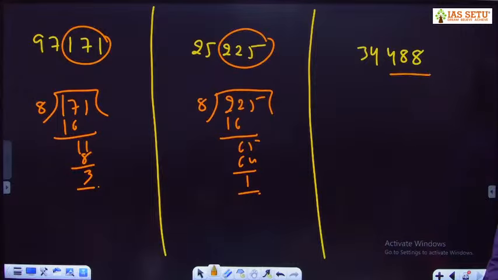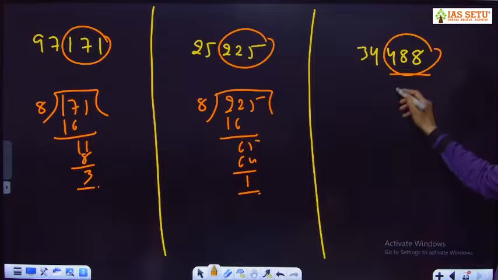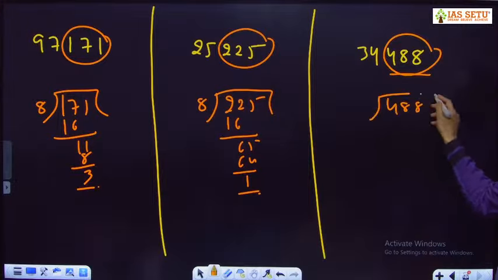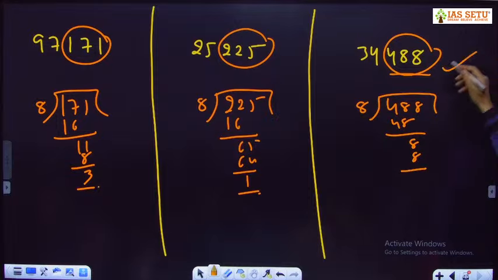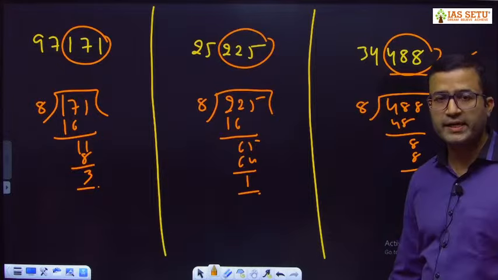Now here 488, is it divisible by 8? Yes. The last 3 digits are divisible by 8. So 8 6s are 48, 8. Yes. So here this complete number is divisible by 8.